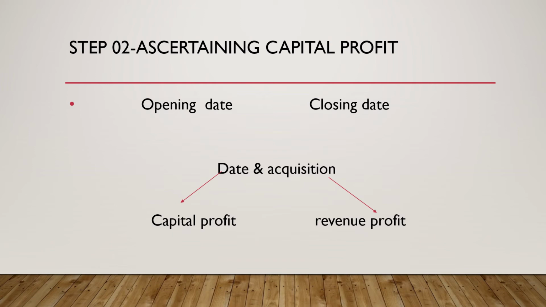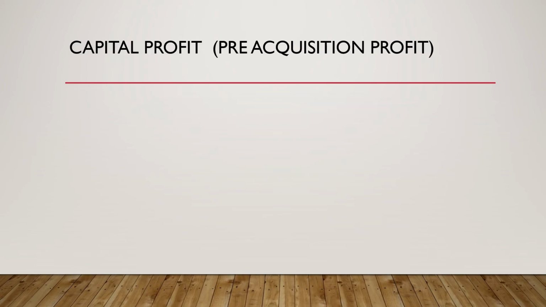Capital profit means before the date of acquisition. Revenue profit is after the date of acquisition. Anything earned after the date of purchase or date of acquisition is called revenue profit. So the date of acquisition is very important to identify whether it is capital profit or revenue profit. How to calculate capital profit, and what are the different cases and scenarios?